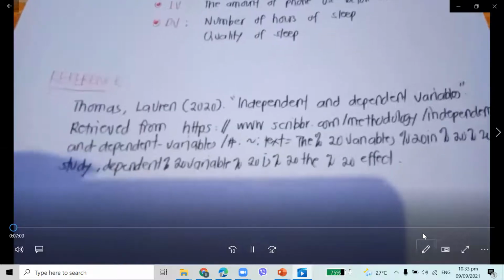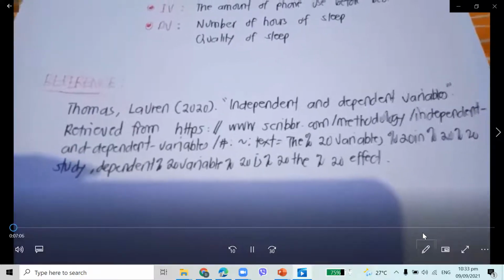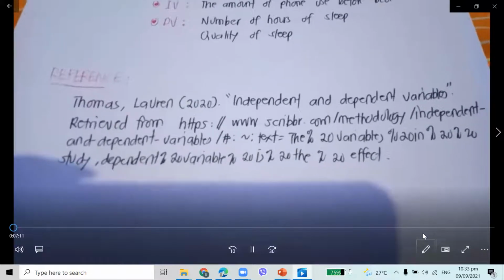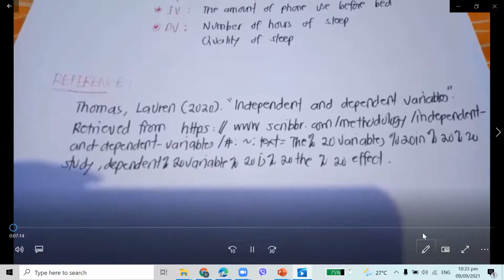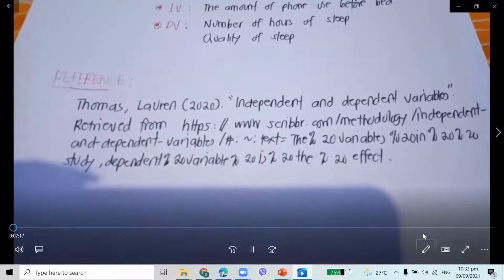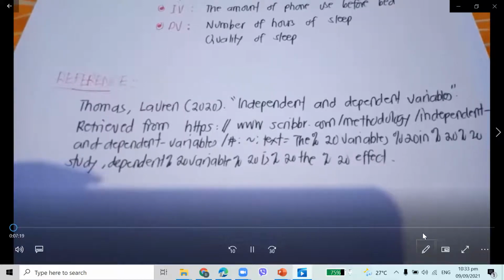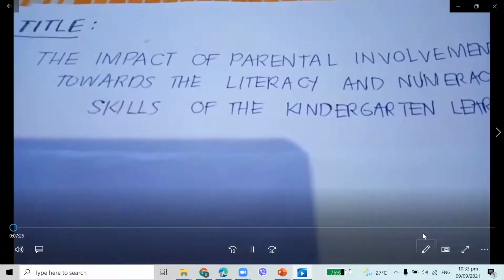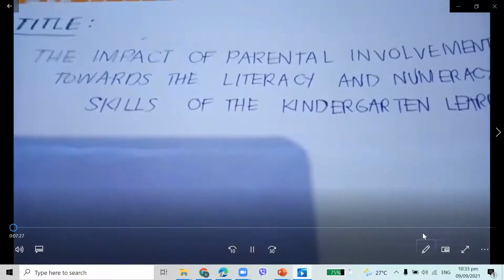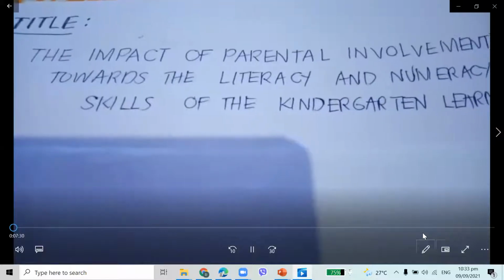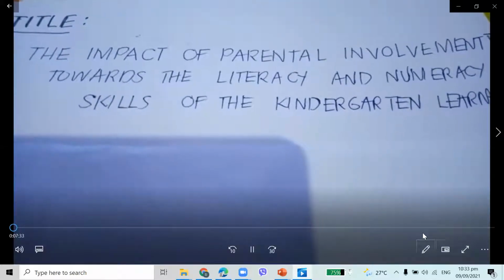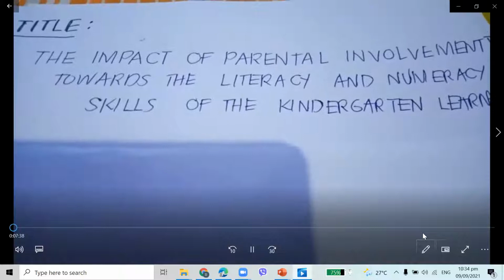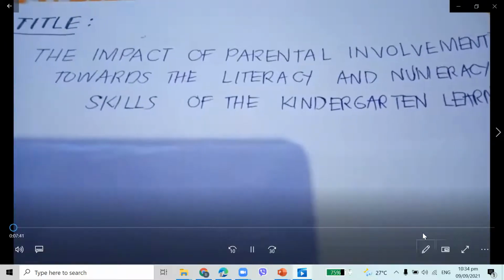All right, now that we have understood the basics of the statement of the problem, let us apply these basic rules on how to create the general and specific statement of the problem. It is now time for us to apply our learning. So at this point, let me provide you a sample research title.